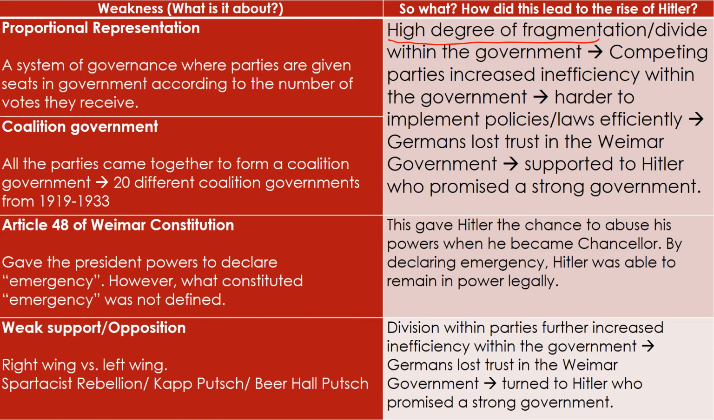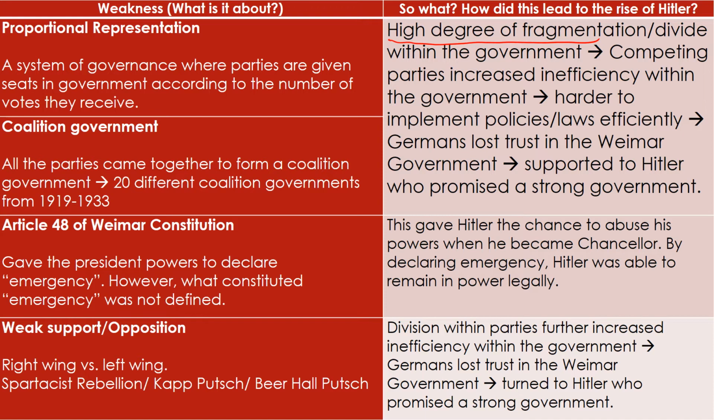This particular thing about Article 48, we'll go more in depth later in the chapter, but to give you a rough idea of what will happen, Hitler will take advantage of Article 48 when he becomes the Chancellor, and he will declare emergency during this famous incident called the Reichstag fire. We'll learn about that in the next part of the chapter.